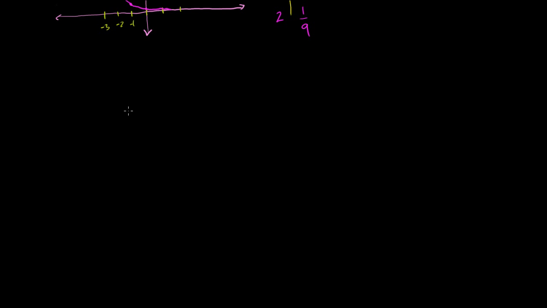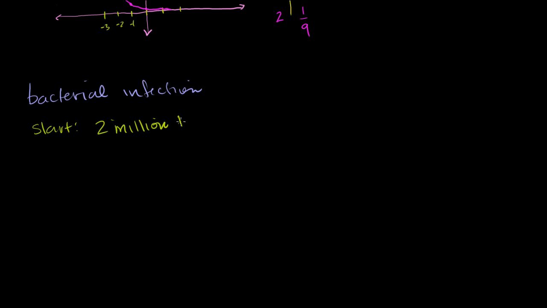It says, a person is infected by a bacterial infection. And they say when he goes to the doctor, the population of bacteria is 2 million. So at the start, he's got 2 million little critters, 2 million bacteria. The doctor prescribes an antibiotic, which kills bacteria, that reduces the bacteria population to 1/4 of its size each day.